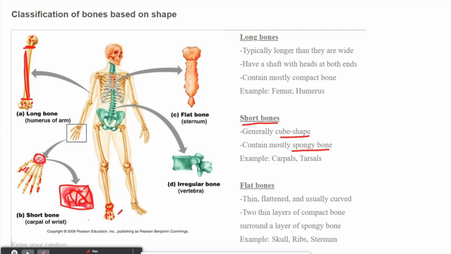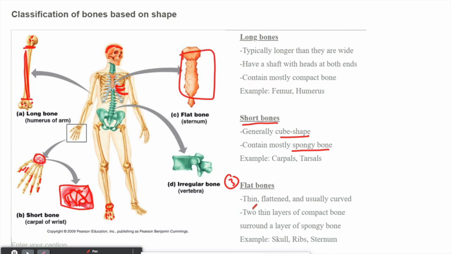Okay. Then you have flat bones. Okay. That's number 3 here, flat bones. These are thin, flat, and usually curved. Okay, so your ribs are a good example of flat bones. Okay, your skull is a good example of flat bones. The sternum is a good example of a flat bone.